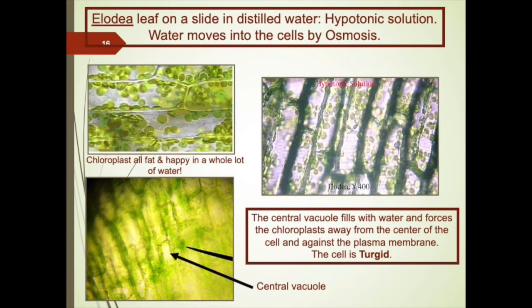And if you can see here, the chloroplasts are all filled. The cells are all filled with the central vacuole. It forces the chloroplasts away from the center, and the cells are all turgid. Okay, that's what's supposed to be normal.